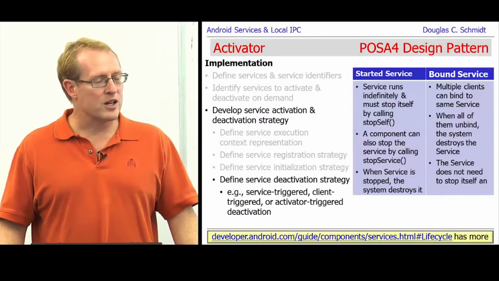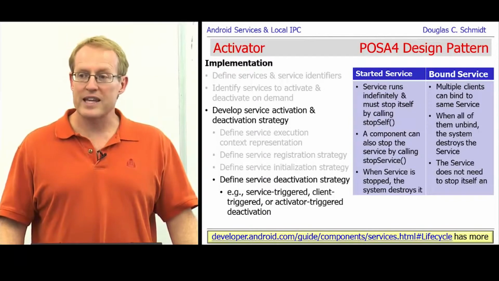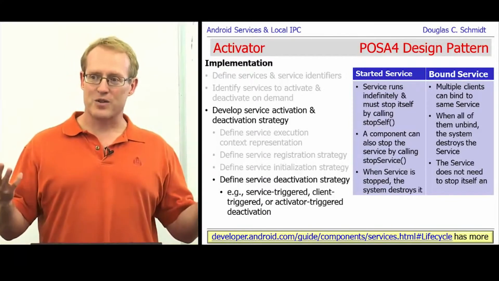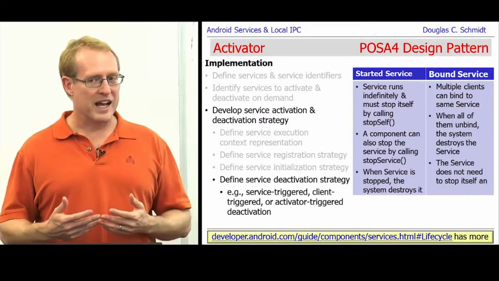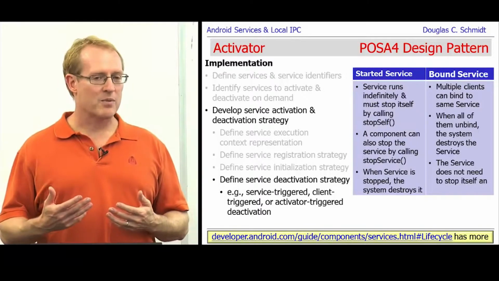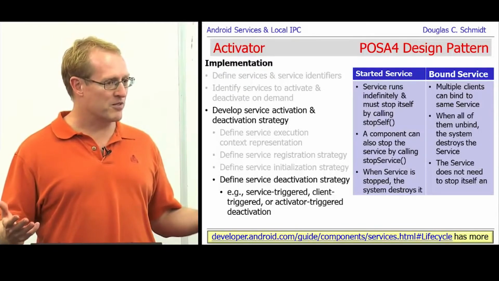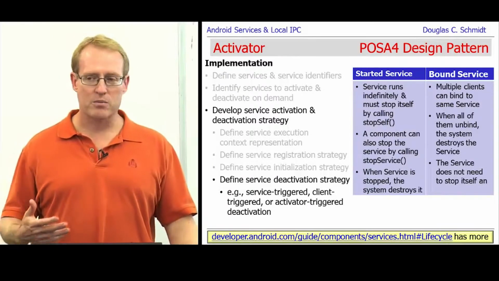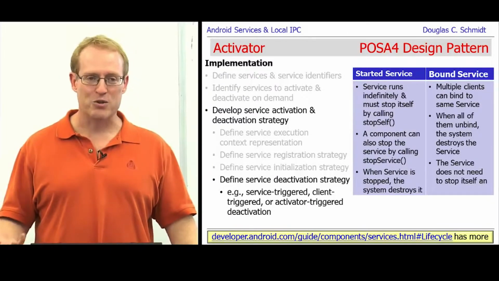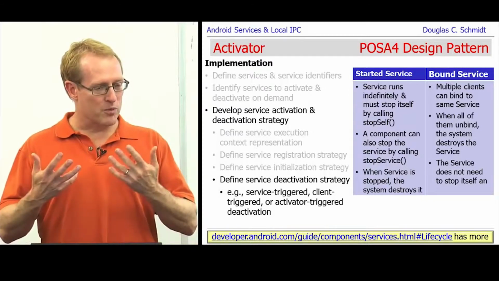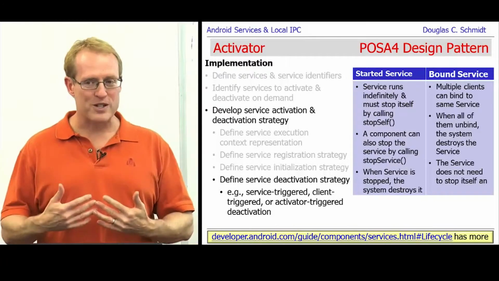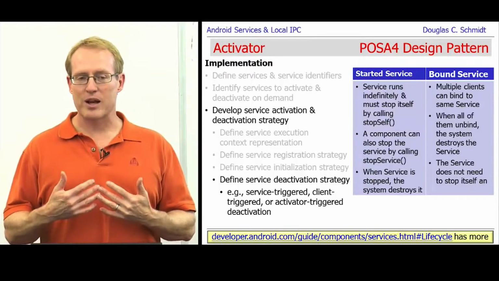There's also another set of considerations about how do we deactivate services. So activating services is just half the battle. In the Activator model, once you activate something, you have to figure out how to shut it down. Of course, you could keep it running for an indefinite period of time, but to some extent that would defeat the purpose of an activator, because you really want to conserve resources by shutting things down when they're not being used.